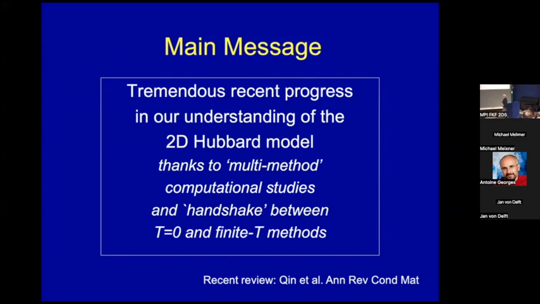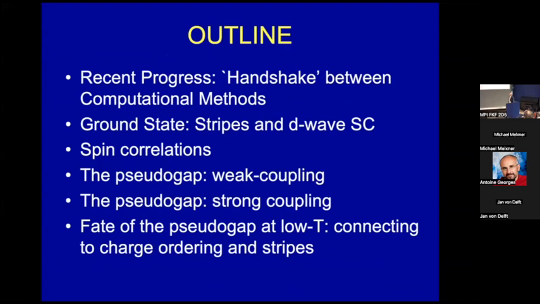And in particular, there's been really a handshake between different types of methods that I will briefly review in the following slides. So that's more or less the outline of the talk. I'm going to tell you a little bit about the methods. Then I'm going to focus more on ground states, and especially on the question of the infamous competition between stripe ordering and d-wave superconductivity. And then I will move more to finite temperature effects, especially the famous pseudogap, and tie it to the physics of emerging spin correlations.